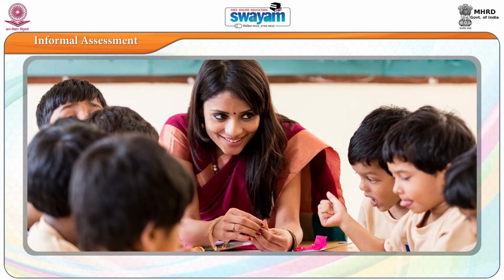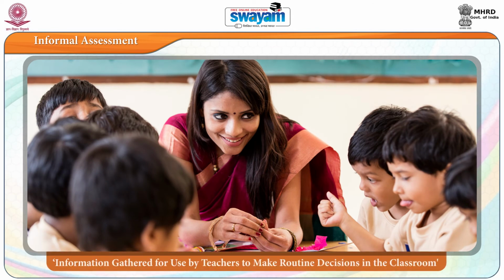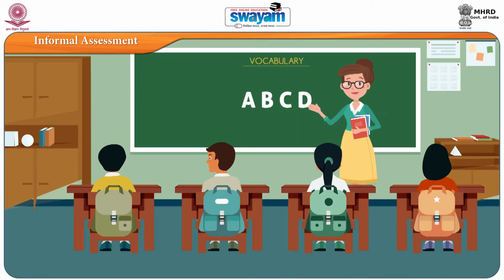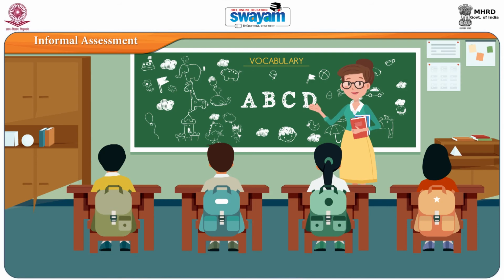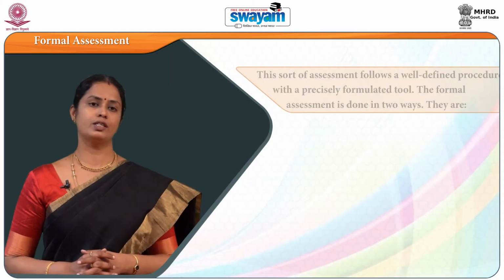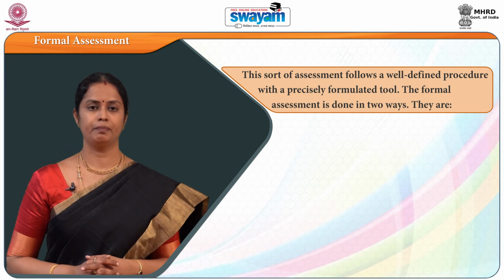Now, the second type of assessment is informal assessment. It is defined as information gathered for use by teachers to make routine decisions in the classroom. For example, a teacher while narrating a story finds a few children uninterested. This casual observation helps the teacher to change her narrating style or shift to another activity wherein every child is involved.